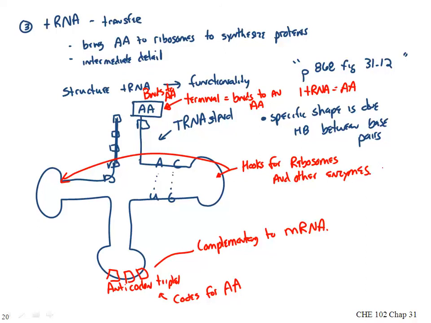So one part of the molecule binds to the mRNA, one part of the molecule binds to the amino acid, and then the other two arms are what the ribosomes can attach to, so that they know how to get into the proper orientation to catalyze the binding of the two amino acids together.